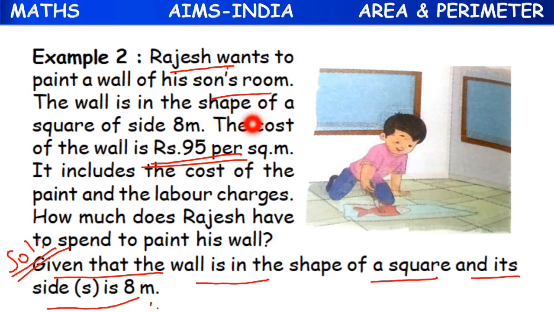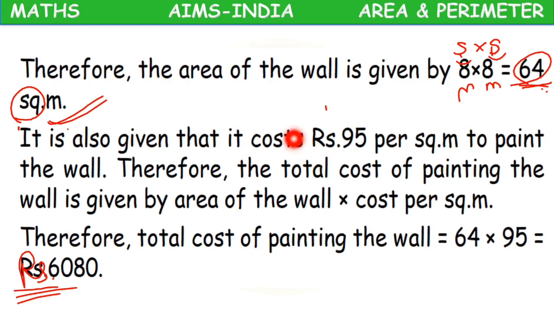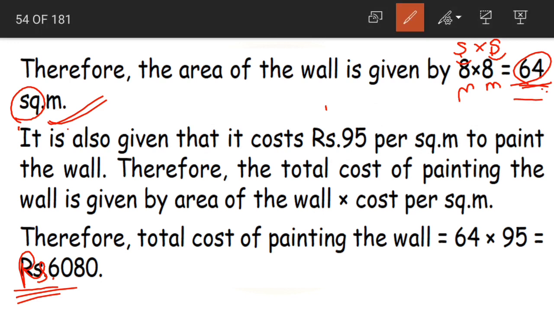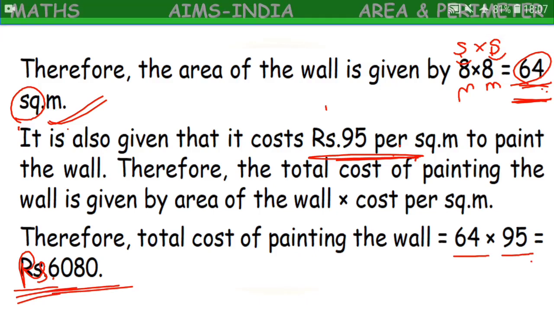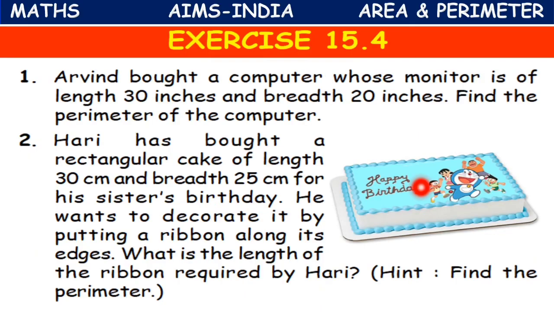What did we do here? As we are painting the entire wall, first we found out the area of the wall, and then it was given to us that the painting cost is 95 rupees per square meter. So the total cost of painting the wall would be the area of the wall into cost per square meter. That is nothing but 64 into 95, that is 6080 rupees. Is this clear, children?